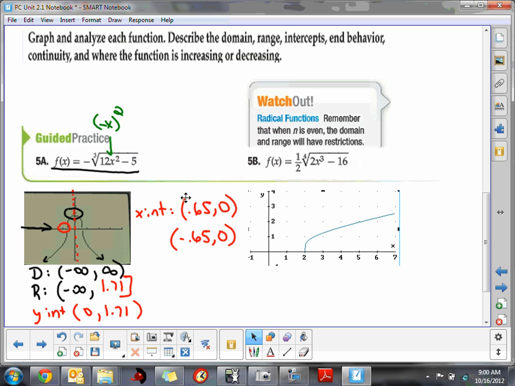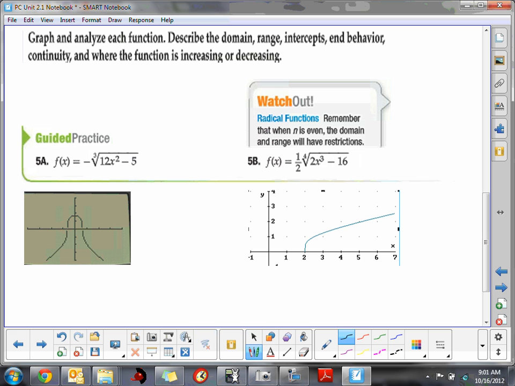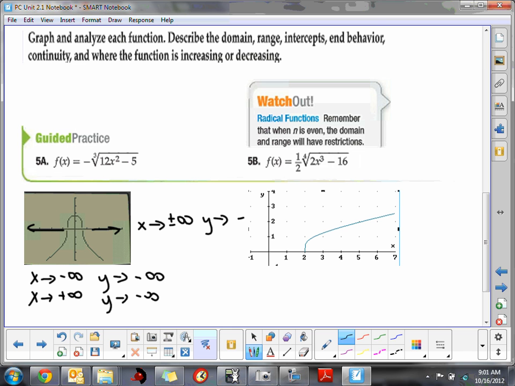Next thing we're going to do is look at the end behavior. The end behavior on this graph, clearing out some workspace. As x approaches negative infinity, y approaches negative infinity, and as x approaches positive infinity, y approaches negative infinity. So we could say this in another way. We could say x approaches either positive or negative infinity, y approaches negative infinity.